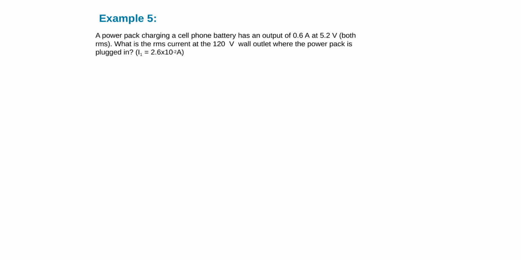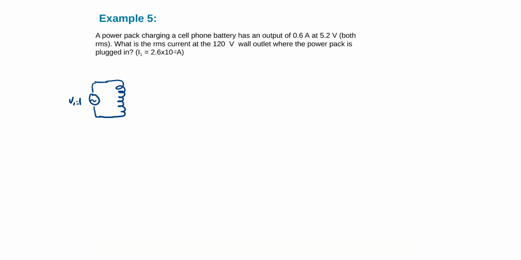I'll quickly tell you about this question. This is about transformers. It says a power pack charging a cell phone battery has an output 0.6 ampere and 5.2 volt, both in RMS. What is the RMS current at the 120 volt wall outlet where the power pack is plugged in? Power packs, chargers are all transformers, so I will represent the transformer here quickly. What you have to do with the transformers is to decide what is the primary, what is the secondary. One good clue is that primary is always at the wall.